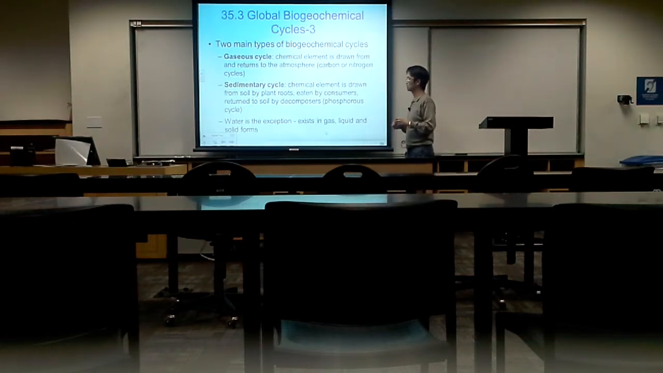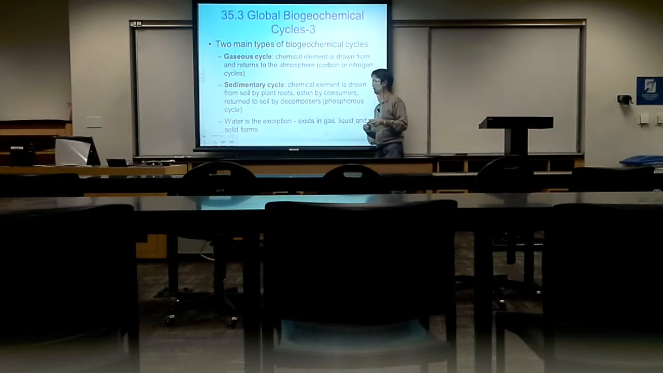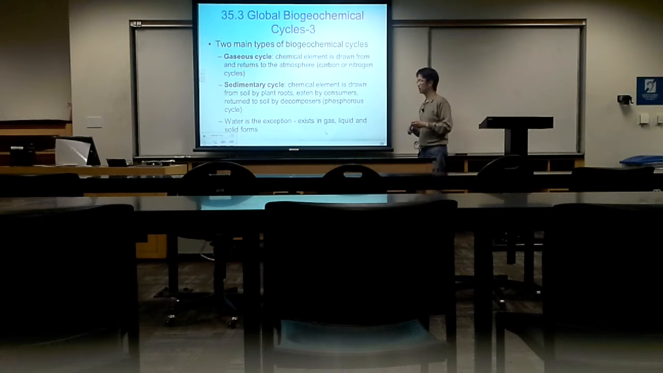Sedimentary cycle. The definition is here: a chemical element drawn from the soil by the plant root, and so on and so forth. So it starts with the nutrients on the earth, and then through the producer, the plant can extract those nutrients from the earth to provide for the consumers, herbivore and then carnivore, and then it is returned to the soil by the decomposer, which we will talk about in the phosphorus cycle as well.